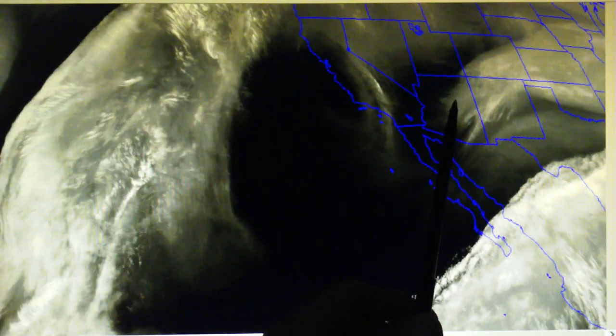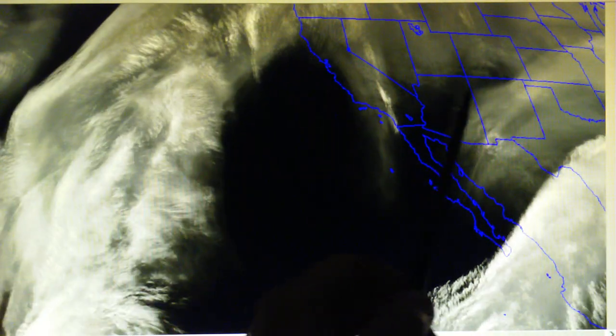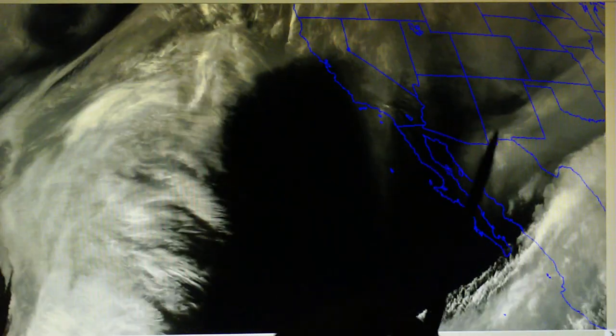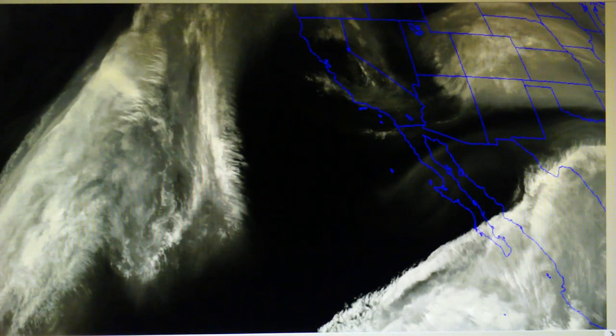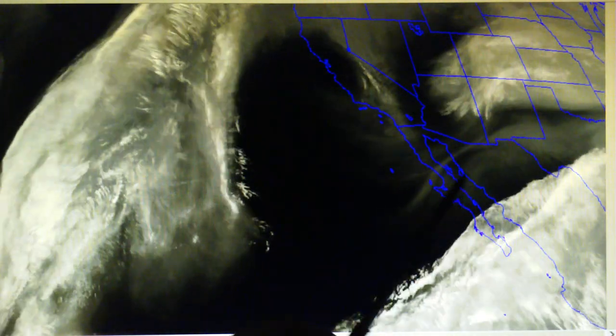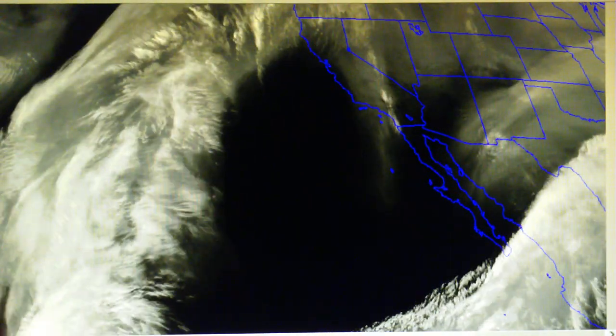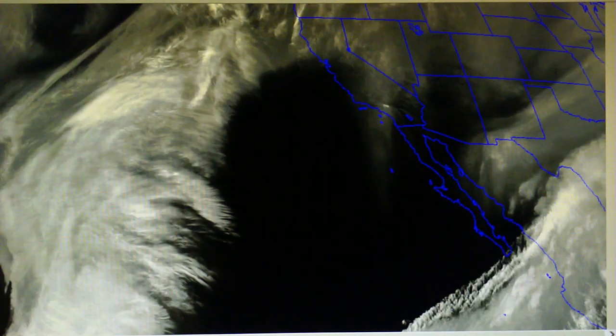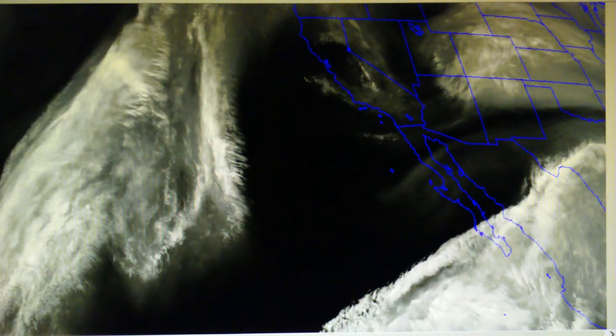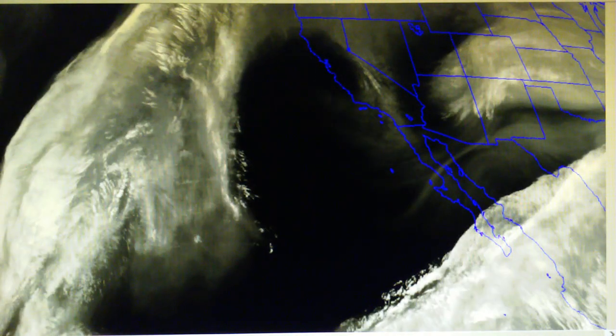And we have something right here which looks like it's trying to develop. We can see the outline of the high pressure right in this area, squashing not only this low here, but this one right here as this moves down south. So we've got a lot of wind in certain areas of Los Angeles the last day and a half.